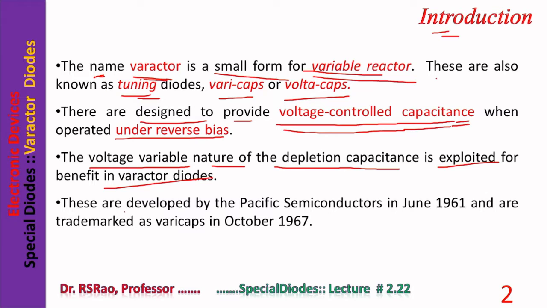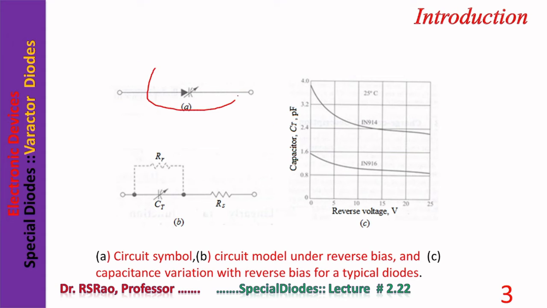Varactor diodes were developed by Pacific Semiconductors in 1961 and were trademarked as Varicaps in 1967. The symbol is given in A. The ordinary diode symbol is combined with the variable capacitor symbol. After combining, the resultant one is named as the symbol for Varactor diodes. This is capacitance, this is variable capacitance. In B is shown the equivalent circuit.